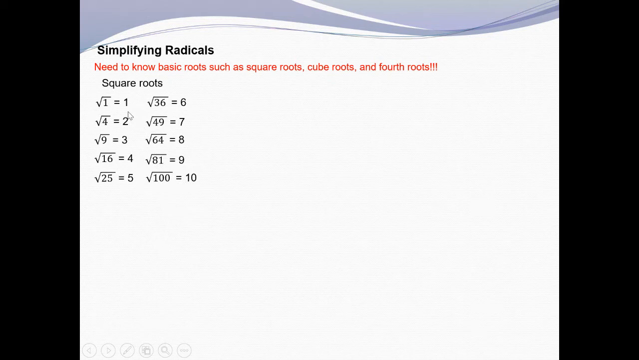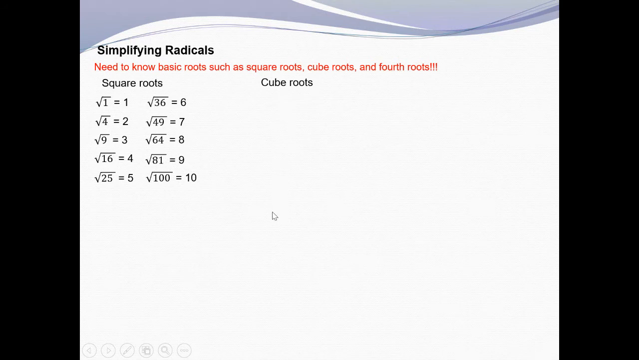And why are these perfect squares? Because if you notice, 1 times 1 will give you 1. 2 times 2 will give you 4. 3 times 3 will give you 9, and so forth. That's why these are called perfect squares, or square roots. So please try to memorize or try to understand or know 1 through 10, or the square roots 1 to 100. Okay?